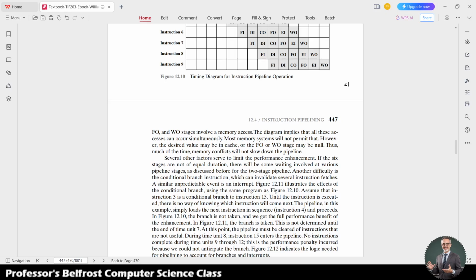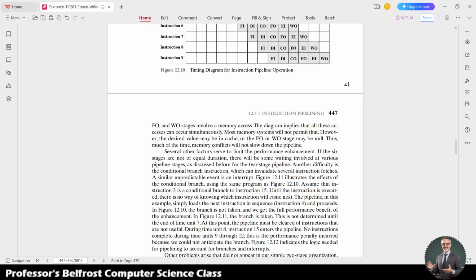And the diagram implies that all the accesses can occur simultaneously. But actually, most memory systems will not permit that. Thus, much of the time memory conflicts will slow down the pipeline. But actually, there are several other factors that serve to limit the performance enhancement.